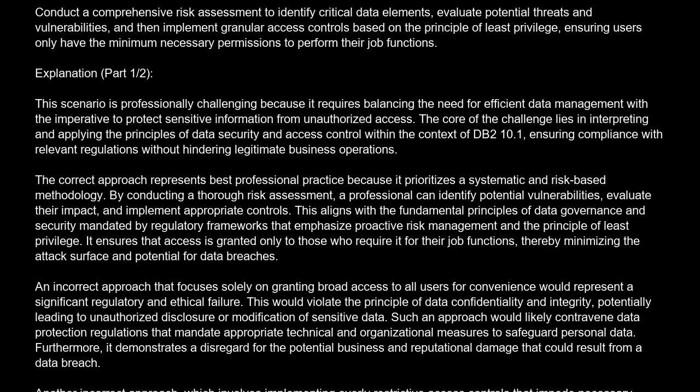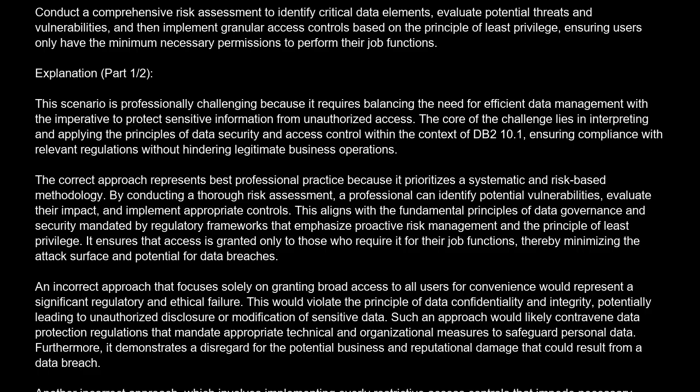The correct answer is A. Conduct a comprehensive risk assessment to identify critical data elements, evaluate potential threats and vulnerabilities, and then implement granular access controls based on the principle of least privilege, ensuring users only have the minimum necessary permissions to perform their job functions. Explanation: this scenario is professionally challenging because it requires balancing the need for efficient data management with the imperative to protect sensitive information from unauthorized access.